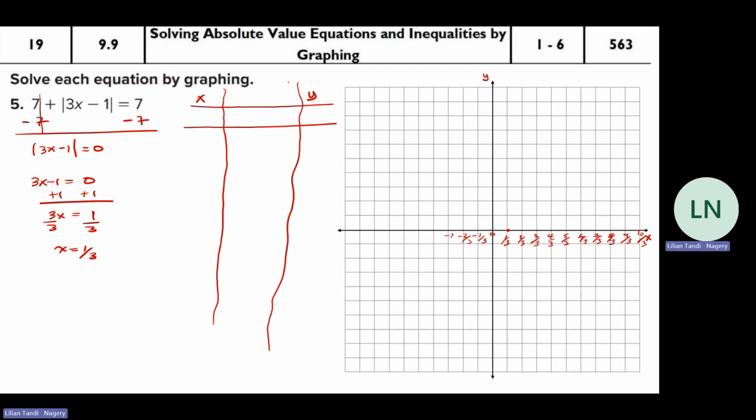Same thing here. This is 0, -1/3, -2/3, -3/3, -4/3, -5/3, -6/3, -7/3, -8/3, -9/3, -10/3. Okay, so then I am going to put here this equation because it's also equal to 0.